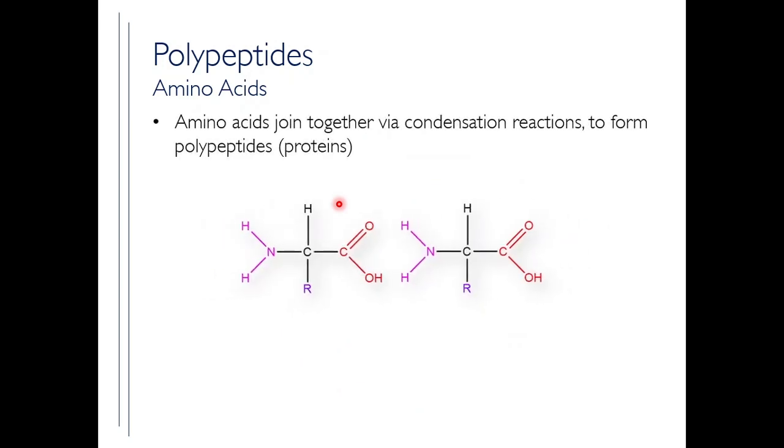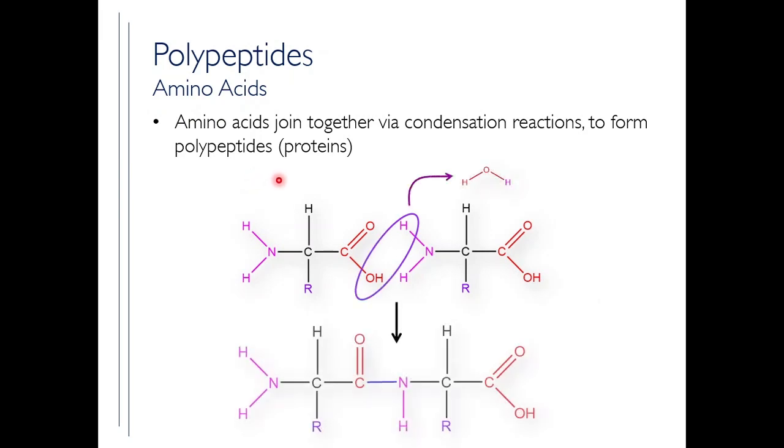So amino acids join together via condensation reactions. As you can see here, water is liberated. The two come together, the amino group of one amino acid and the carboxylic acid group of another, and we have a liberation of a hydrogen from the amino group and an OH group from the carboxylic acid group of the other amino acid, and we get water produced. I've color coded it so you can see where those atoms come from.